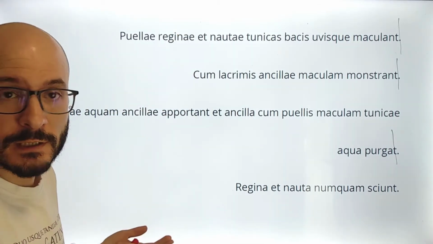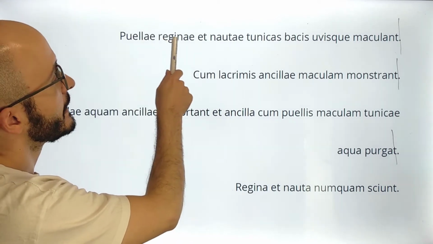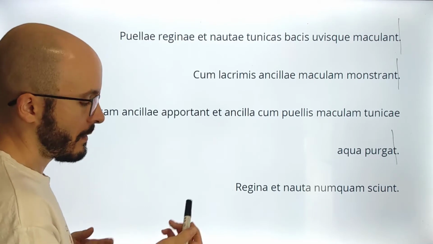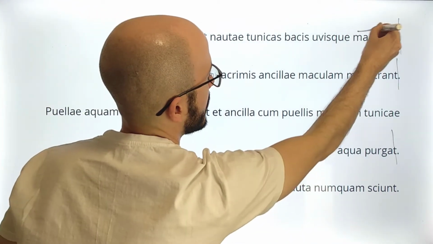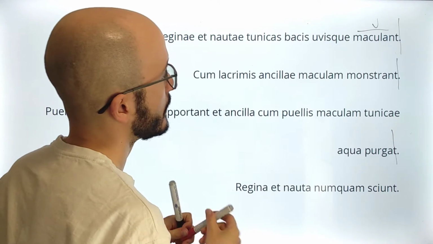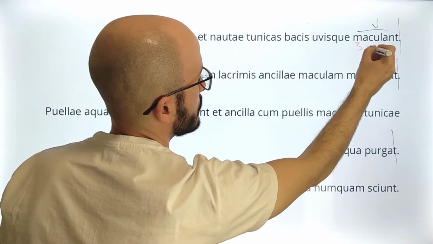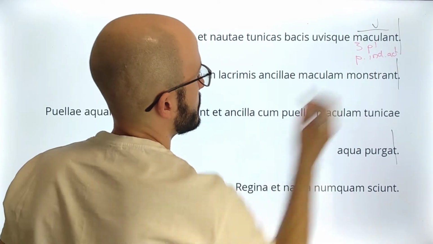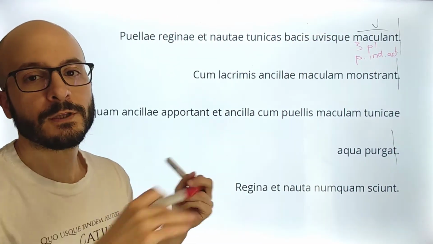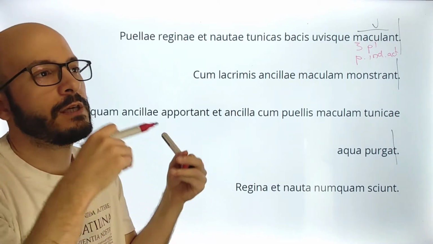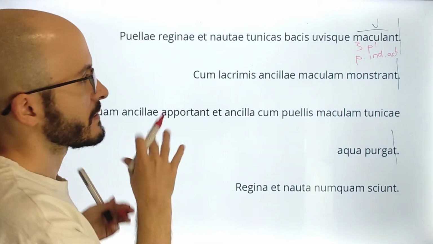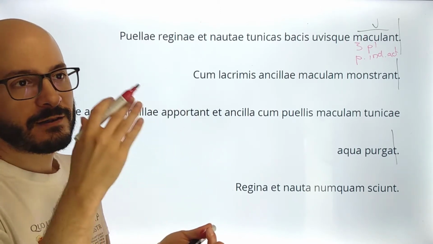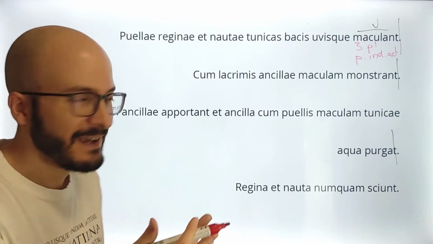So we read it. Puellae, reginae, et nautae, tunicas, bacis, uvisque, maculant. So here we have the verb as usual, and we analyze it. Third person plural, present, indicative, active. Then this is the verb to stain. Oh, I'm eating a sandwich, I'm like, oh, ketchup, no? So stain, to stain. Okay, so I stain something with something, okay?